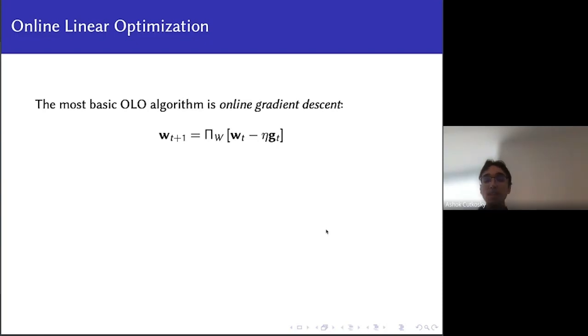Okay, so the most basic online learning algorithm is online gradient descent. It's very simple. It looks just like regular gradient descent. You say W_{t+1} is the previous choice of the online learner, W_t, minus some learning rate times the previous cost vector g_t. So W_t minus eta g_t. And then we're going to project the whole thing via Euclidean projection into the space W.